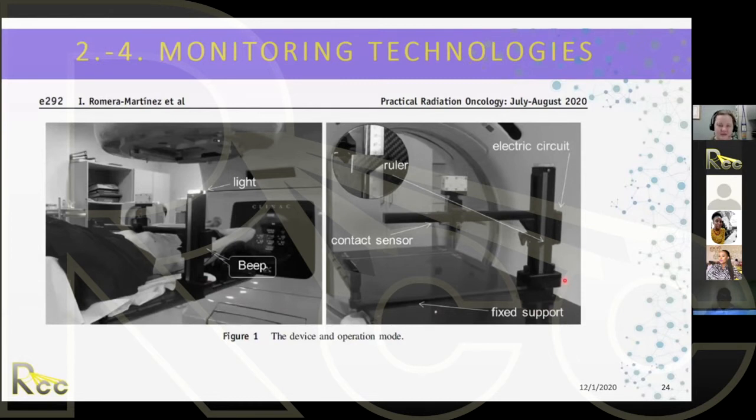And I happen to be one of the reviewers of this paper, and I thought, yeah, I can build that with a couple things I can pull out of the garage and get that working. So you do not necessarily need to buy a very expensive external beam motion monitoring device. There are actually ways where you can build a high quality device at home.